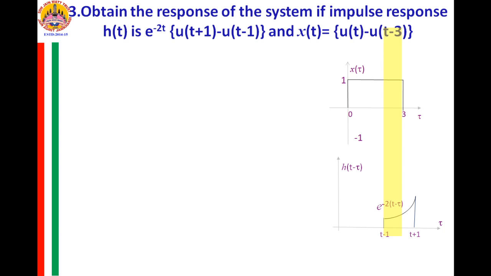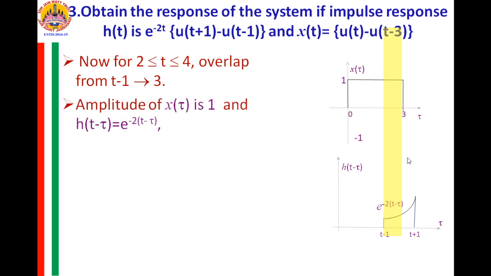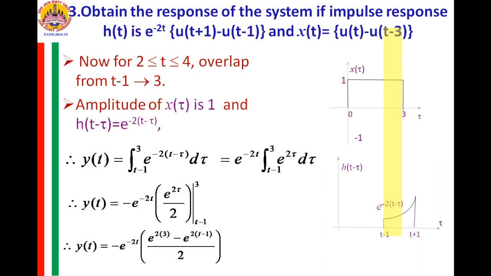Beyond this, that is t greater than 2 and up to 4, if you go ahead, you will observe that the overlapping is always from t minus 1 to 3. So only the limits are changing. The integration remains the same, only the limits of integration are changed. To substitute the limits of the integration and evaluate the integration, you can pause in between, evaluate, substitute the limits and verify your answers.